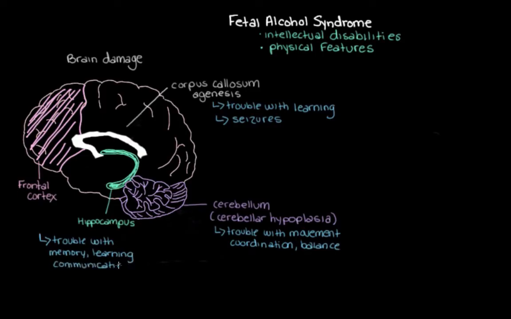So these are just a few examples of some of the types of brain damage that we can see in someone with fetal alcohol syndrome, and then some of the intellectual disabilities that can occur when those delicate neurons are lost in these areas. So while brain damage and intellectual disability are the main features of fetal alcohol syndrome, there are actually also some physical characteristics that we can see in people with fetal alcohol syndrome.